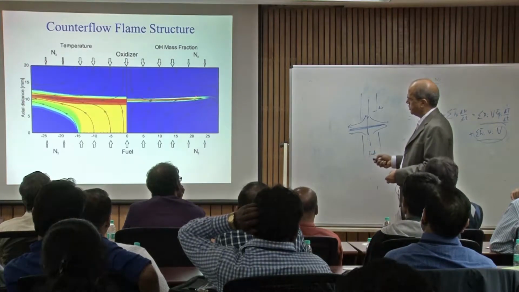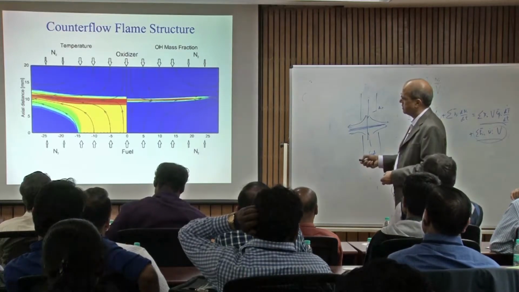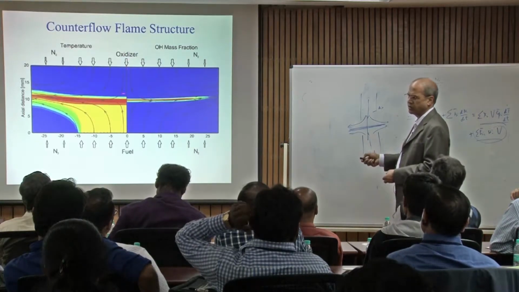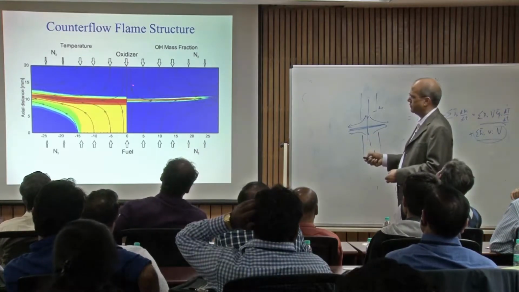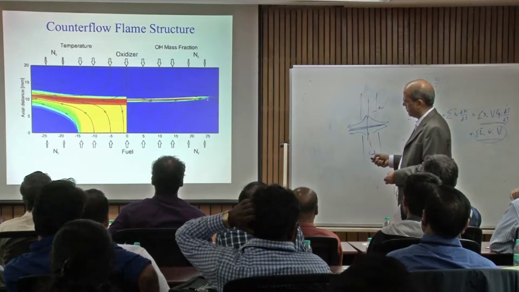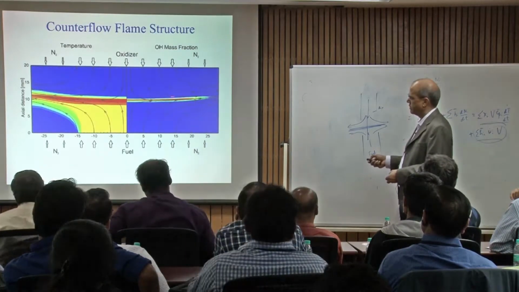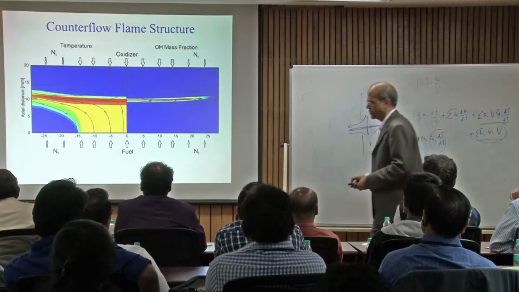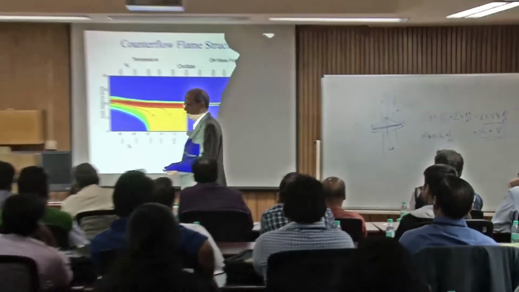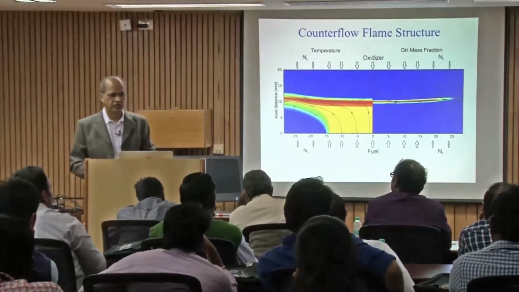So this is the diffusion flame. Fuel is on this side, and oxygen is on the other side. And somewhere in the middle, the flow velocity is 0. Flow velocity is 0. So the diffusion process plays a big role here because convection is almost 0.